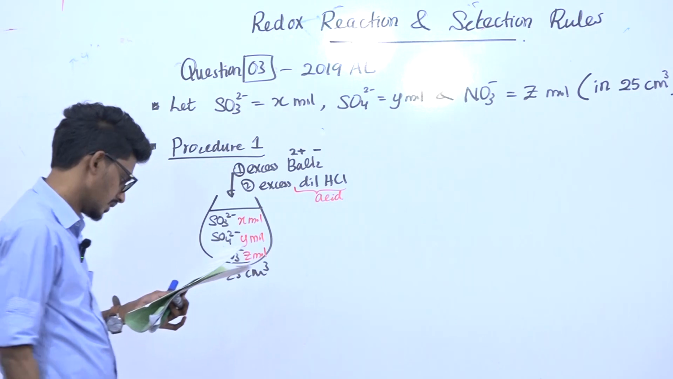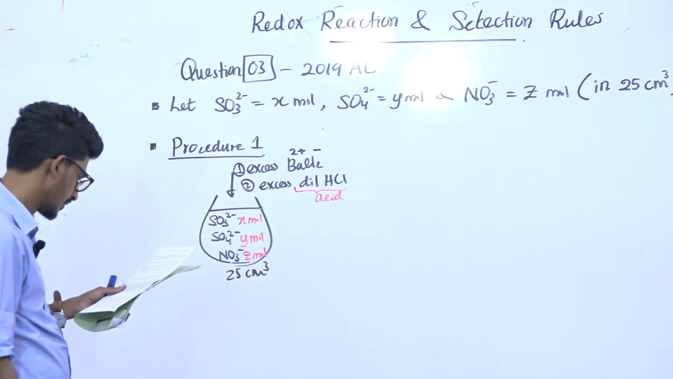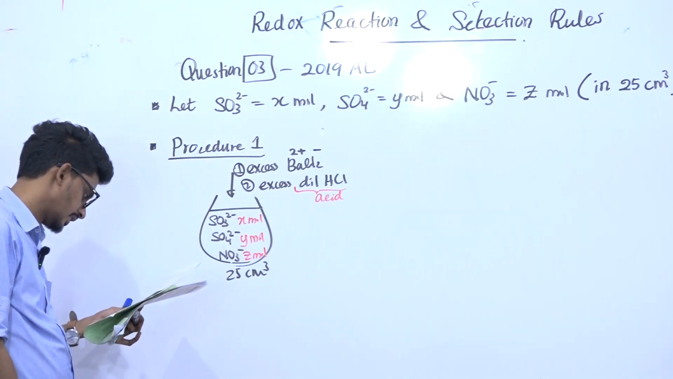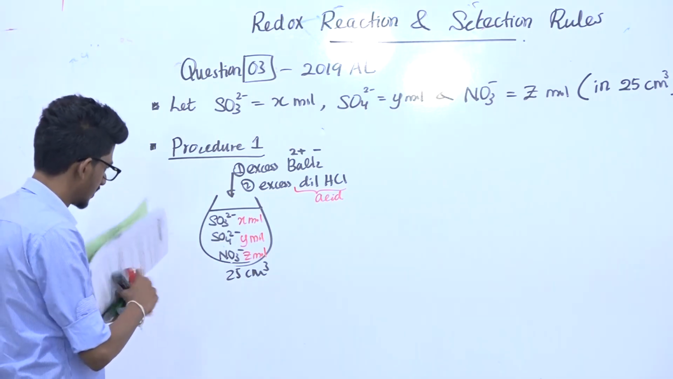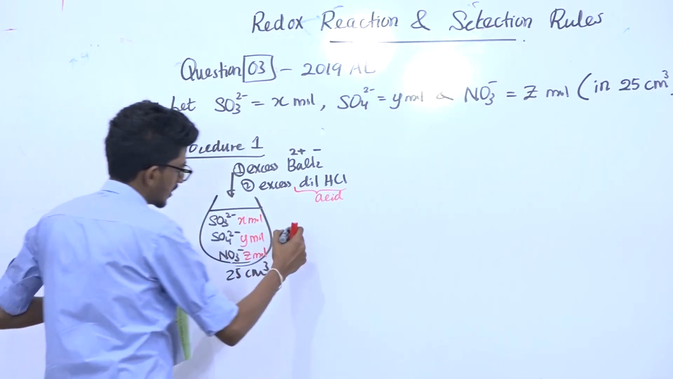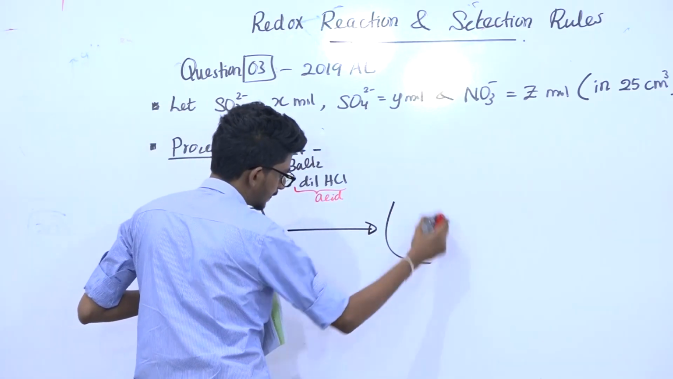The solution was allowed to stand for 10 minutes. The precipitate was washed with distilled water. Yeah, okay. Precipitate is obtained, that means, no? They have obtained precipitate, right? So what would be the precipitate now?